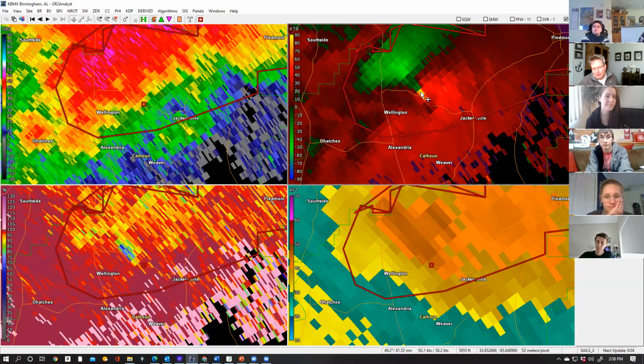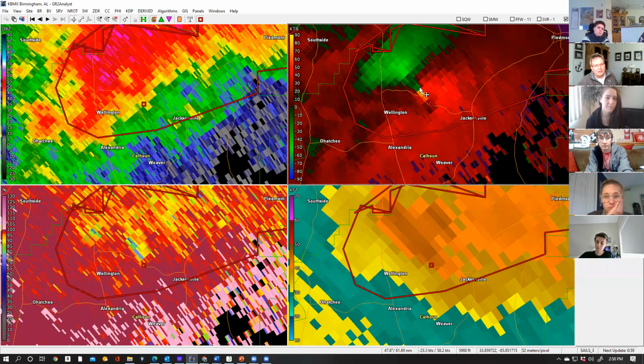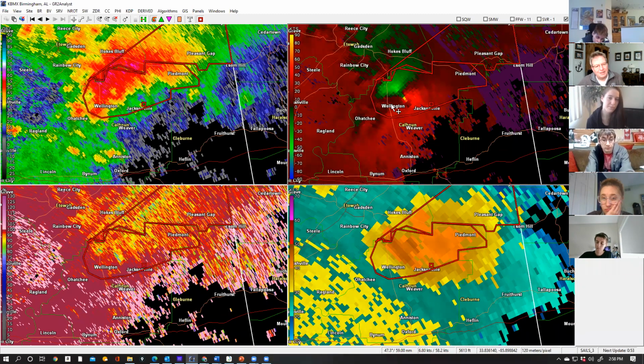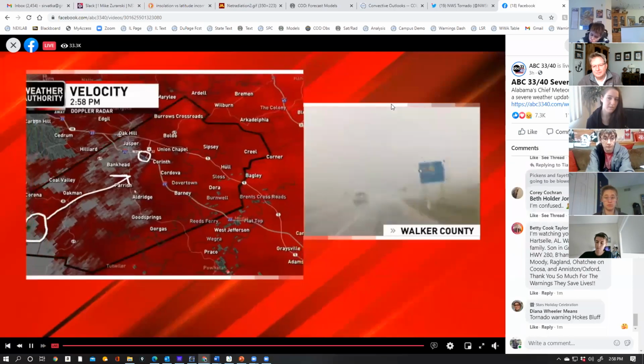Wow, that's an impressive couplet right there. Mhm. Look at that. That's 92 knots outbound, 23 inbound. So big tornadoes going on today. Probably not sure if there are any EF4s yet.